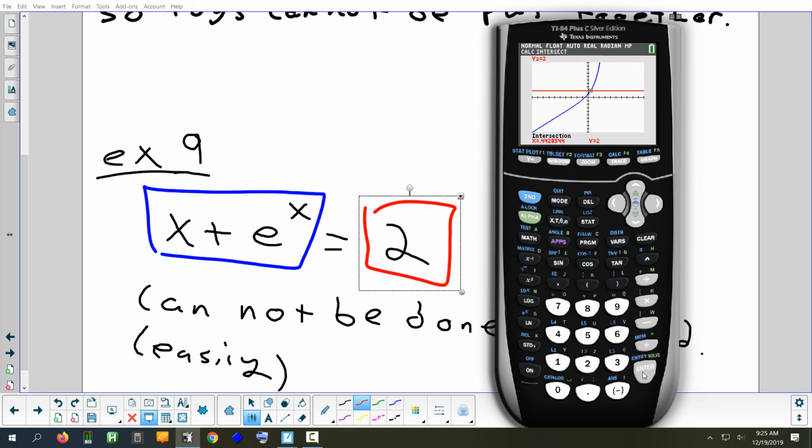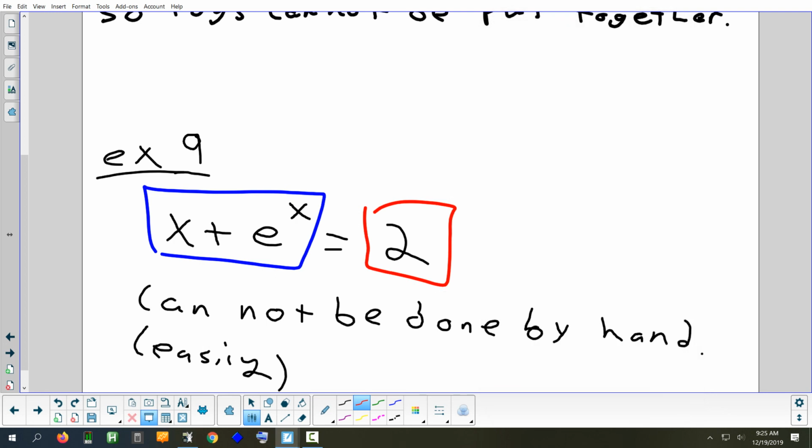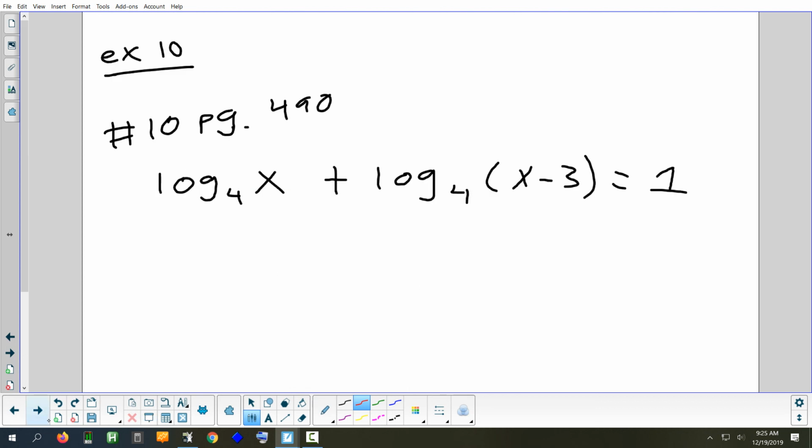You may have a question like, if you couldn't solve something algebraically, what's another way you could do it? And explain to me how you could do it. You don't have to tell me the exact buttons to press, but just the concept of what I just showed. Okay. So any questions on that one? All right, so last one.